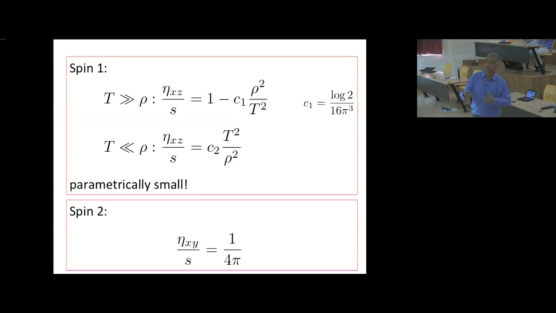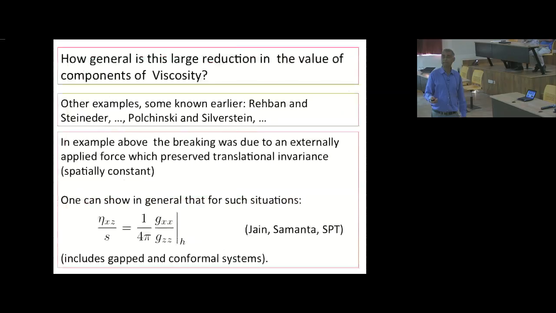Now the interesting thing is if you go to extreme anisotropy, then in fact you get this behavior where eta over S now becomes very different from 1 over 4 pi and much smaller, parametrically small. On the other hand, the spin 2 component continues to be 1 over 4 pi. All right, how general is this result?